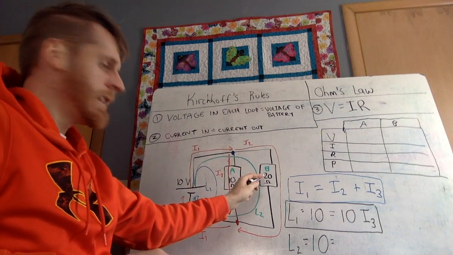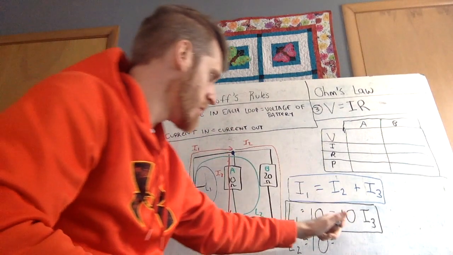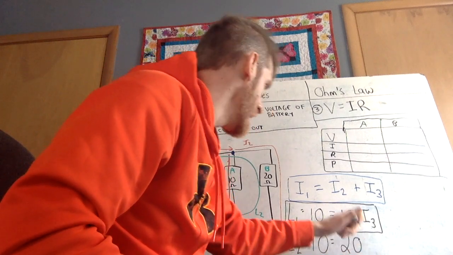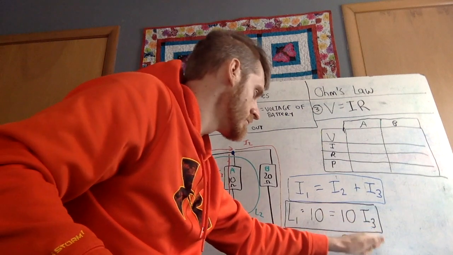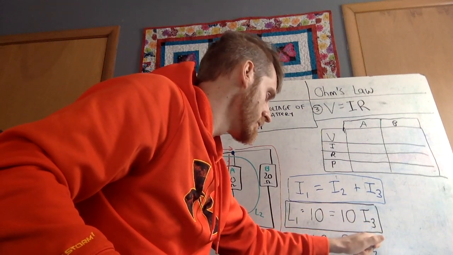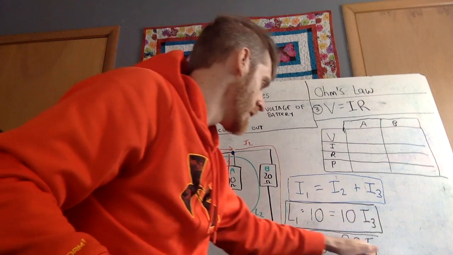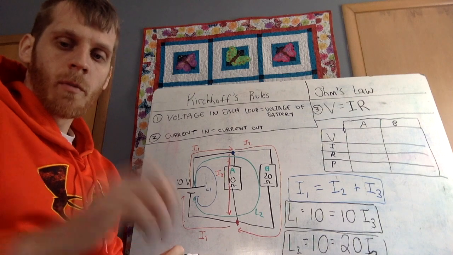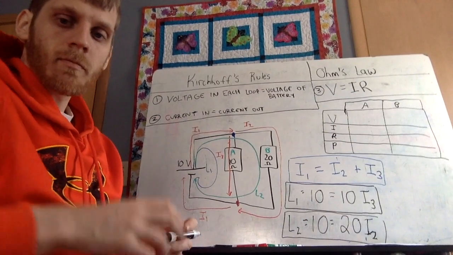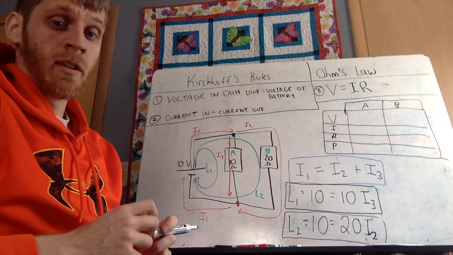So this is going to equal I times R. That's the voltage that one uses. The R is 20, and the I is I2. I label it as I2. So look at this. I have 3 equations and 3 unknown variables. Okay? Well, the cool thing is I can solve for some of these variables pretty easily.